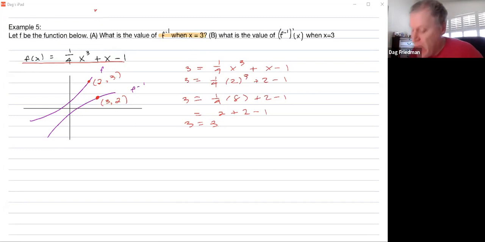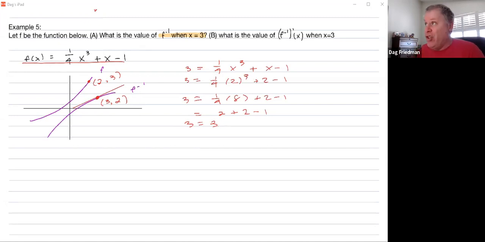Now, the second question is, what is the derivative of this function, of the inverse function? In other words, they want to know, what is the slope of the tangent line when x equals 3? What is the slope of that line?